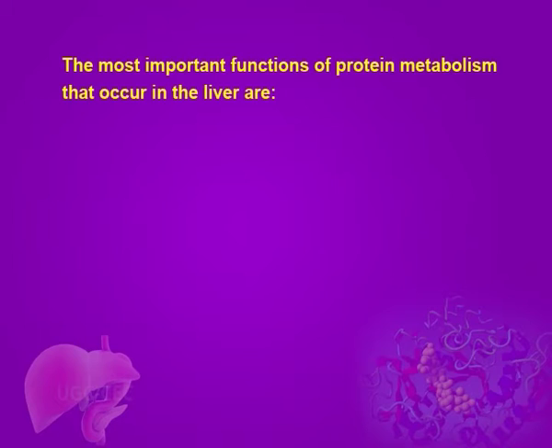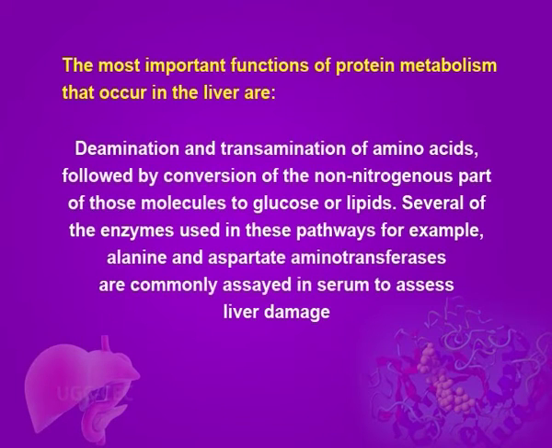The most important functions of protein metabolism that occur in the liver are deamination and transamination of amino acids, followed by the conversion of the non-nitrogenous part of those molecules to glucose or lipids. Several of the enzymes used in these pathways, for example, alanine and aspartate aminotransferases, are commonly assayed in serum to assess liver damage.